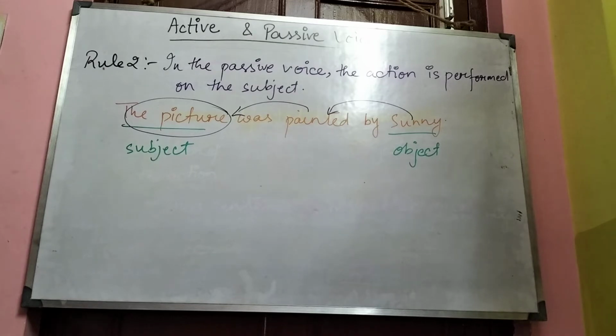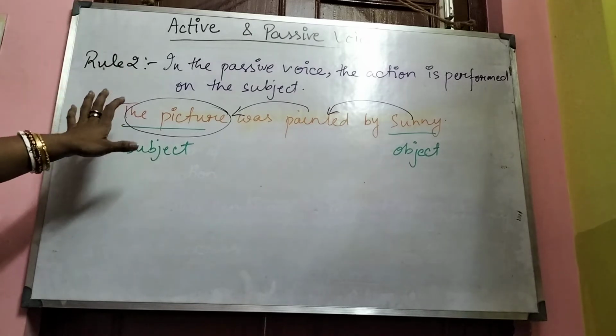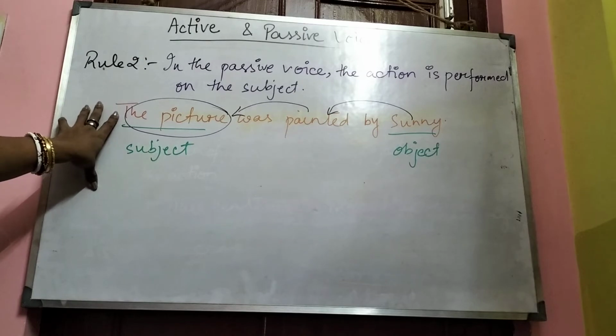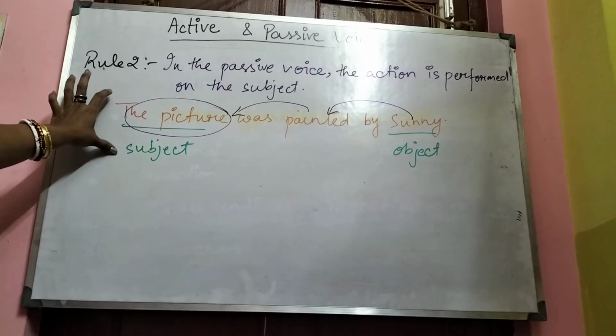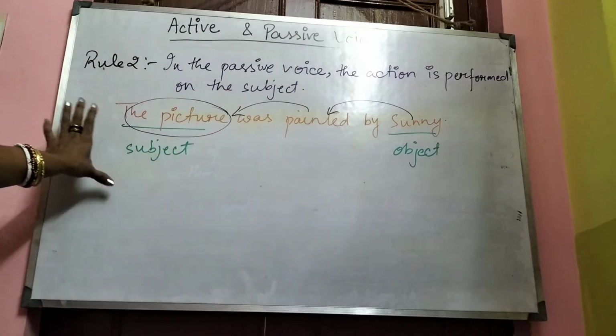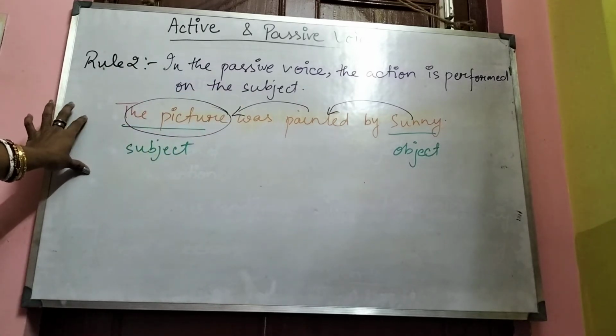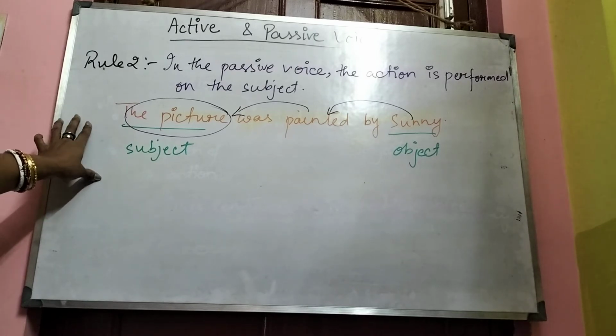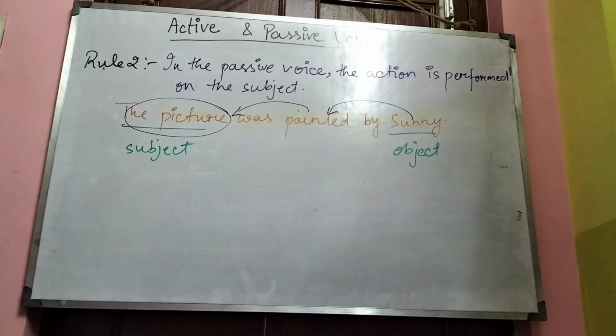So what is the rule that we can see here? That as the subject, the picture, is being acted upon or is receiving the action painted, that is why this is passive voice. Now, one thing we have to keep in mind, that passive voice is sometimes used when the doer of the action is not known.